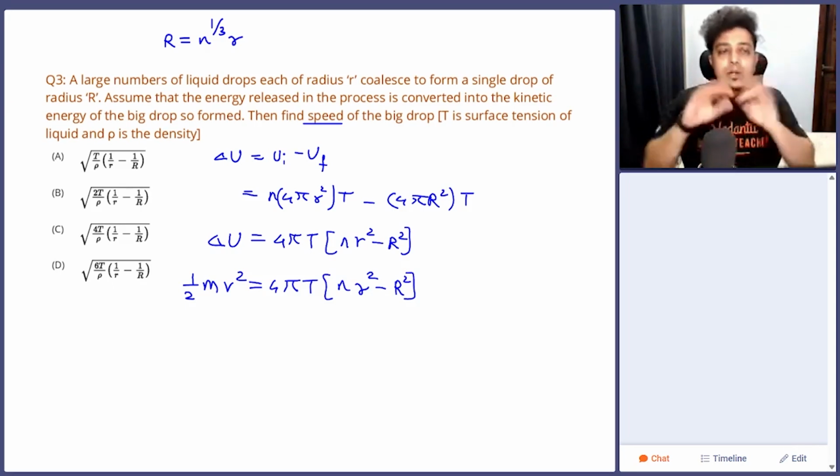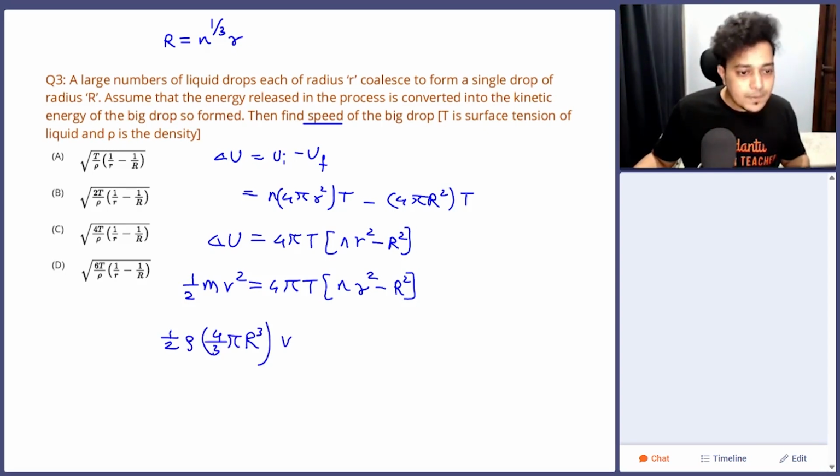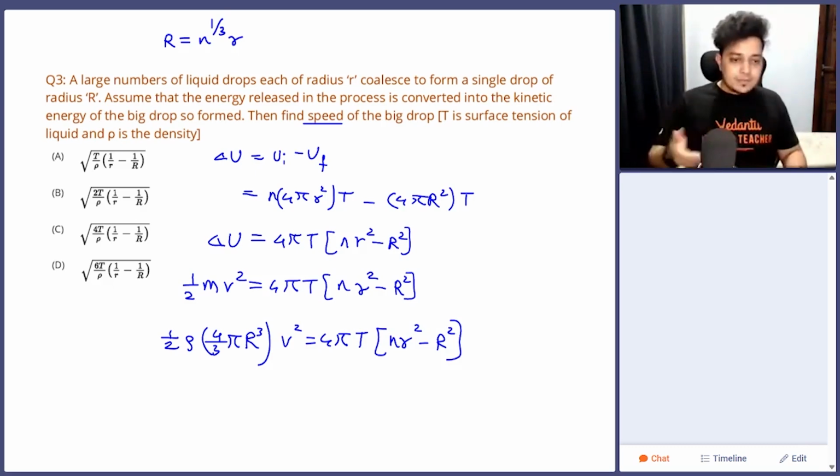Now the mass of the big drop will be equal to the density of the liquid into the volume of the drop. Volume will be 4 by 3 pi R cube, into v square, equal to 4 pi T n small r square minus capital R square. Now we just have to rearrange.